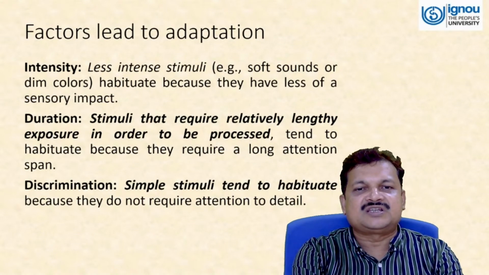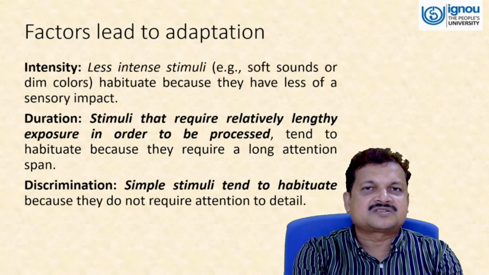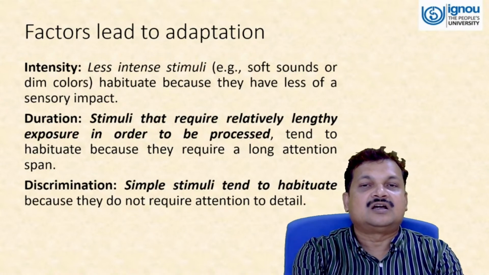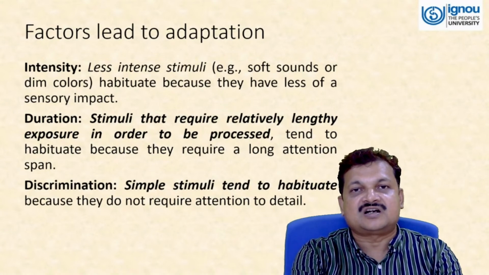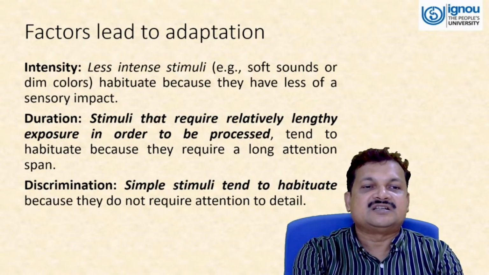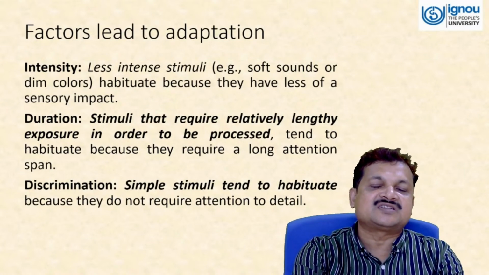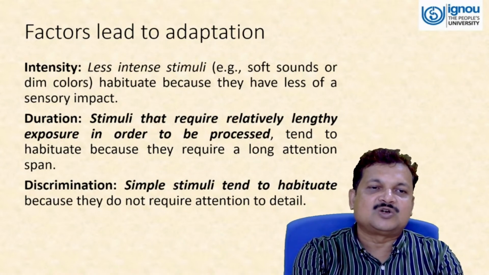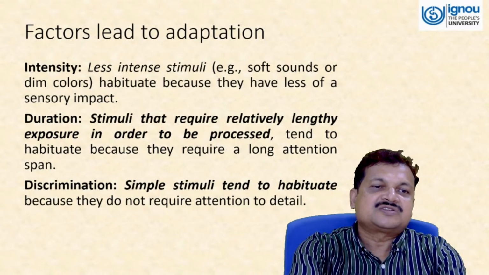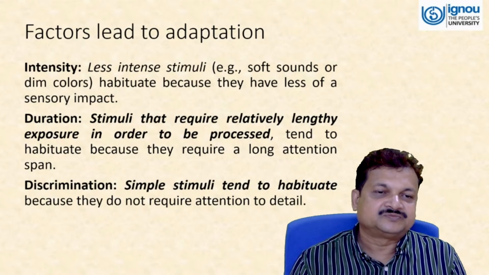Second is duration. These are stimuli that require relatively lengthy exposure in order to be processed. Sometimes a stimulus that is very fast may not be recognized by people, while a stimulus that takes more time lets customers understand it properly and evaluate whether it is good or bad. So duration plays a vital role. For a high interest group, a longer duration is good, but for a low interest group, if the duration of the stimuli is long, it is not going to work. People are going to avoid it, or may even leave the place. So duration is more important for high interest group people.